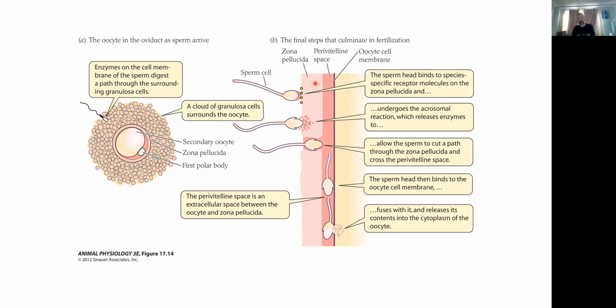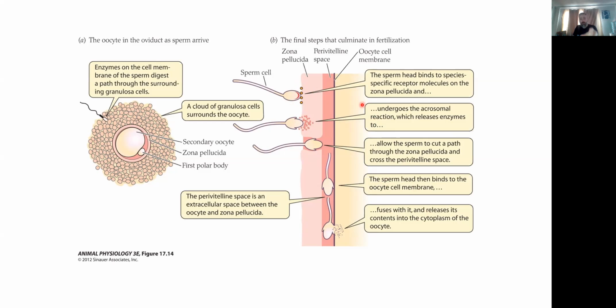So what happens here is we bind to it, and once we bind to it, we begin what's called the acrosomal reaction. The acrosomal reaction does 2 things. Number one, it allows the sperm to digest its way through this zona pellucida and actually access the oocyte, but it also shuts off all of these other receptors. This is going to prevent multiple sperm from fertilizing the same egg.